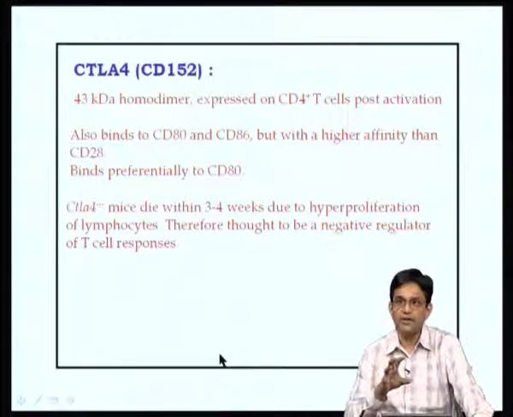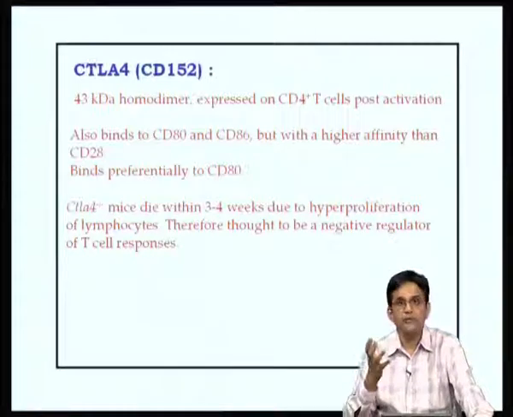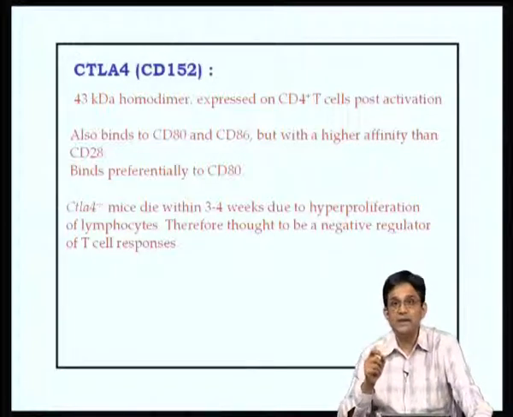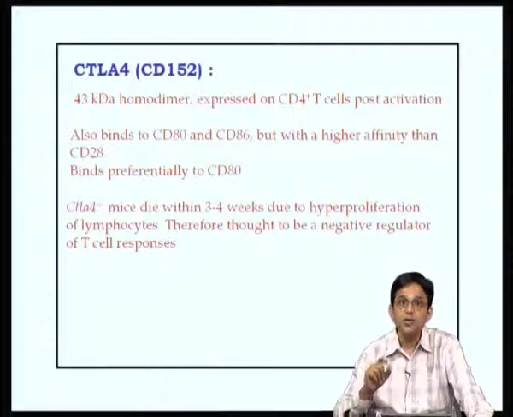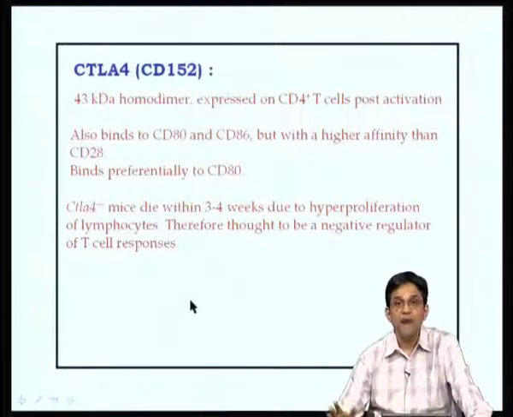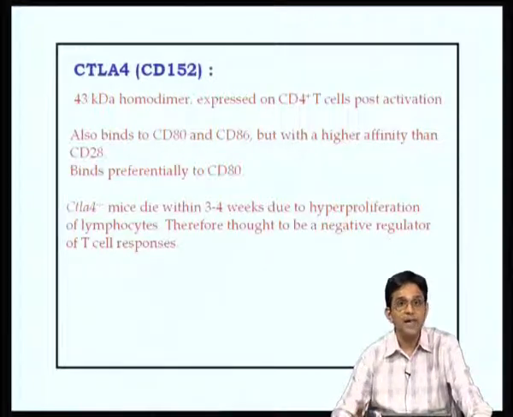Now, upon activation, CTLA4 comes up. CTLA4 is similar, 43 kDa, and it is expressed on T cells post activation. It binds to CD80/86 just like CD28, but it does so with a higher affinity, and it prefers to bind CD80. The phenotype of the knockout mice is striking. In fact, CTLA4 knockout mice die within 3 to 4 weeks, and they die due to hyperproliferation of lymphocytes, and these are primarily CD4 positive lymphocytes.